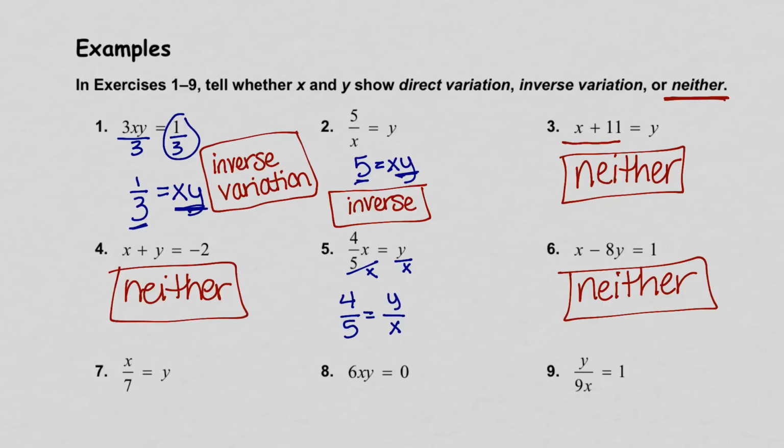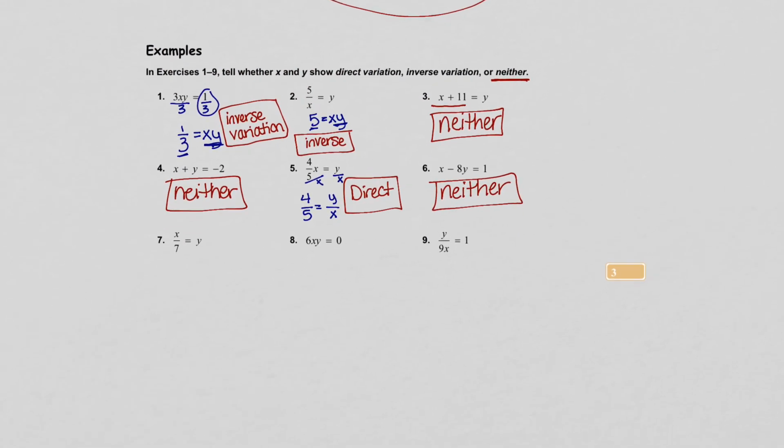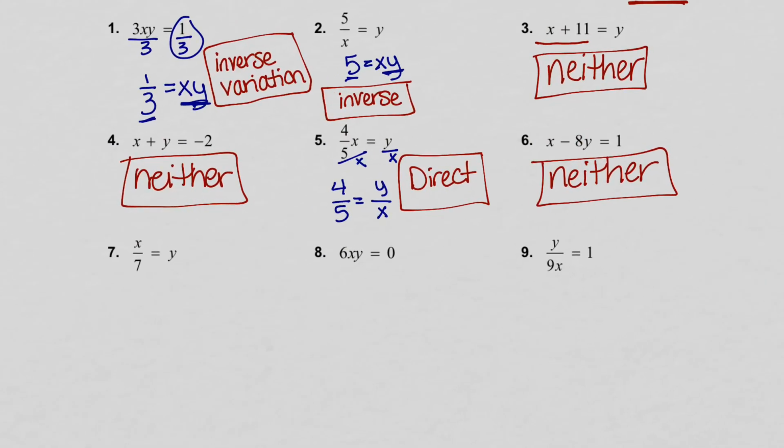Okay, where are we at? Sorry. Direct. I had to write the answer. I knew I was missing something. Direct variation. I'm just going to write direct. Okay. Now, in this one, actually, we could end up with an x divided by y. I said it would be neither, but I misspoke. I apologize. It would be direct as well because you can take the reciprocals of both sides and flip.